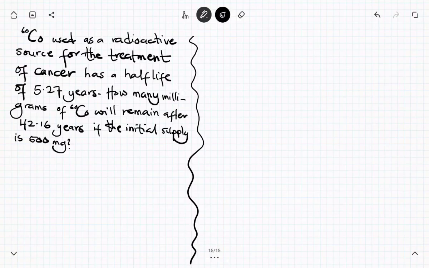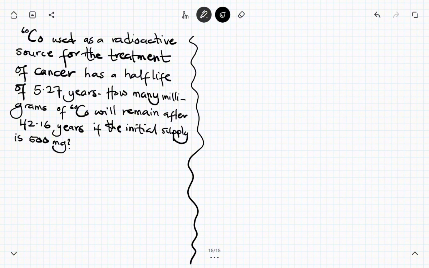Can you solve this problem on nuclear chemistry and radioactivity? The question says that cobalt-60 used as a radioactive source for the treatment of cancer has a half-life of 5.27 years. How many milligrams of cobalt-60 will remain after 42.16 years if the initial supply is 500 milligrams? So how do you go about a question like this?